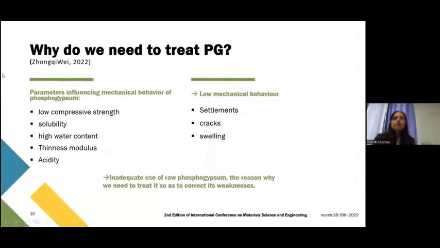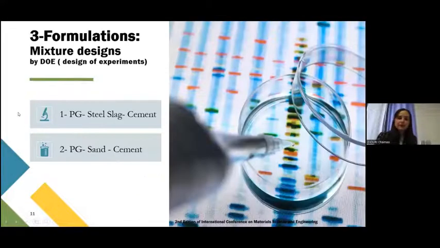Now, why do we need to treat phosphogypsum? Some parameters influence mechanical behavior of phosphogypsum: low compressive strength, solubility, high water content, thinness modulus, and acidity. Thus, we have low mechanical behavior, settlements, cracks, and swelling. So it is an inadequate use of raw phosphogypsum, the reason why we need to treat it so as to correct its weaknesses. That's why we use DOE method to obtain some mixture designs.